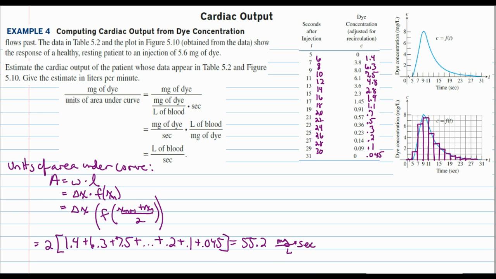Well, that's not at all what the problem asked us to answer our unit in, plus we're only looking at the denominator here, the units of area under a curve. So we need to take the 5.6 milligrams of dye, divide it by the 55.2, so we have milligrams over milligrams per liter times seconds, and that is going to leave us with liters per second, but I want liters per minute, so I need to multiply by 60 seconds in 1 minute, and I get a total of 6.09 liters per minute.